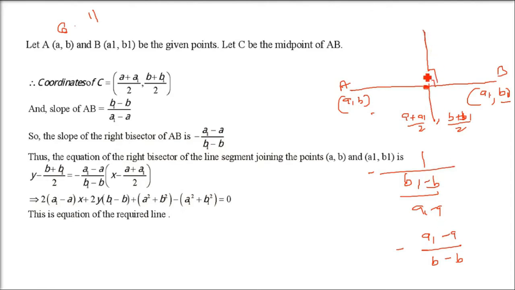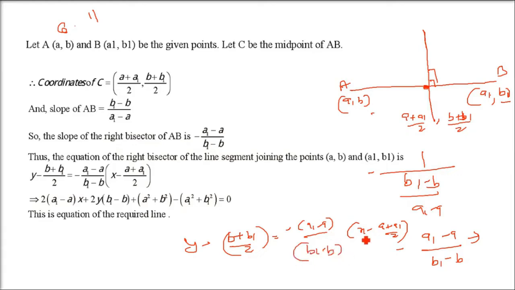So now, slope is known and it is passing through ((A plus A1) by 2, (B plus B1) by 2). Let us write it here. y minus y1 equals m into (x minus x1). So y1 is (b plus b1) by 2, x1 is (a plus a1) by 2, and the slope is negative of (a1 minus a) by (b1 minus b).